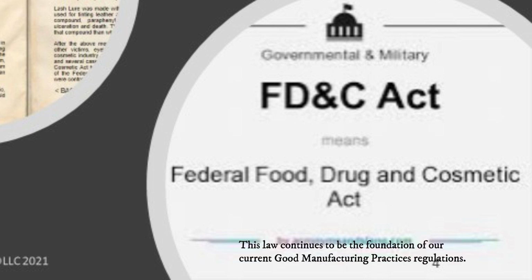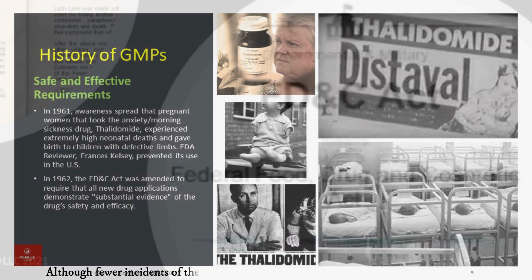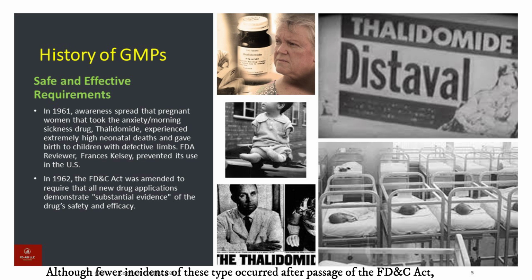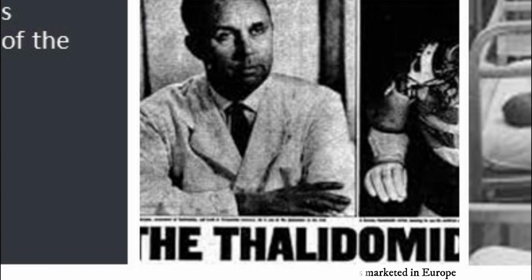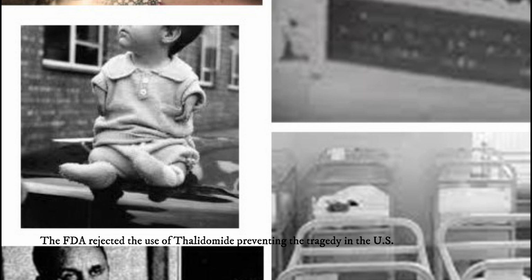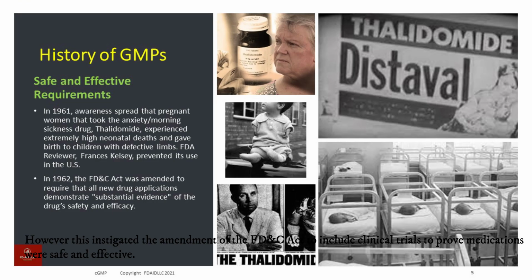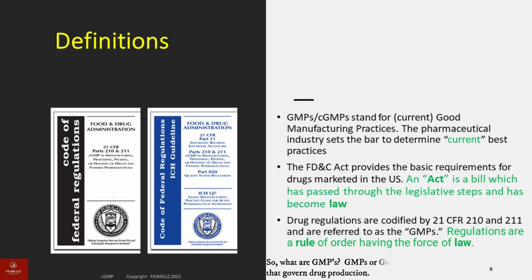This law continues to be the foundation of our current good manufacturing practices regulations. Although fewer of these incidents occurred after the passage of the FDA Act, other tragedies occurred that spurred the enhancement of GMPs. In 1961, a medicine used for morning sickness in pregnant women was marketed in Europe and was discovered to be the cause of severe birth defects. The FDA rejected the use of thalidomide, preventing this tragedy in the United States. However, this did instigate the amendment of the FDA Act to include clinical trials to prove medications were safe and effective. So, what are GMPs?